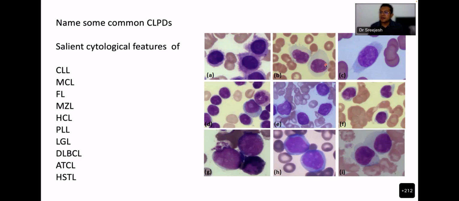Marginal zone lymphoma can have a different kind of cells. You can have small mature lymphocytes. You will have some cleaved cells, centrocyte-like cells. You have some plasmacytoid lymphocytes, some monocytoid lymphocytes. And of course, sometimes you will get cells with polar villi. You know that marginal zone lymphoma can have polar villi. So if you see a wide variety of cells, small mature lymphocytes, cleaved cells, plasmacytoid lymphocytes, monocytoid lymphocytes, and of course some cells with polar villi, then you should start suspecting marginal zone lymphoma.